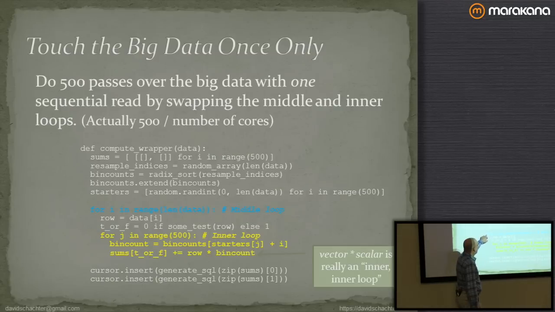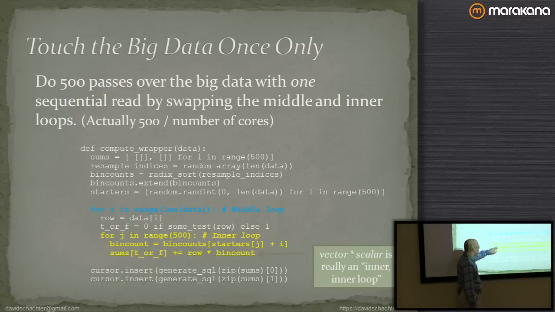Now the middle loop is going to go across all the rows, and the inner loop is going to do the 500 iterations. This slide is oversimplified because remember, it's not 500 anymore. It's 500 divided by the number of cores due to parallelism. But to make things fit on the slide, I'm just leaving the number 500 there.